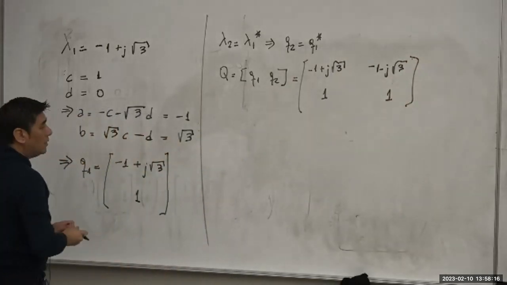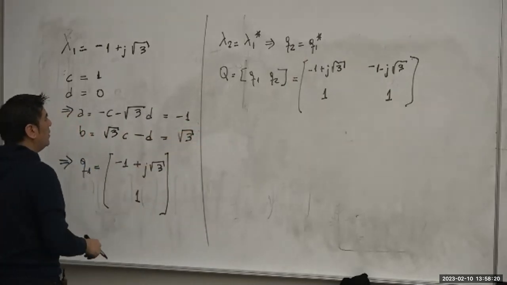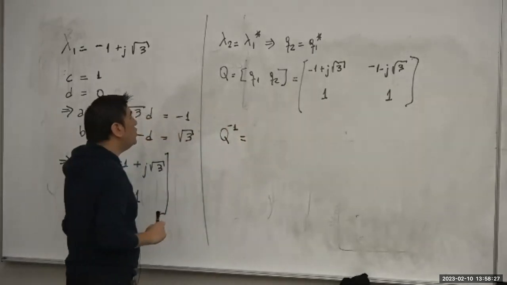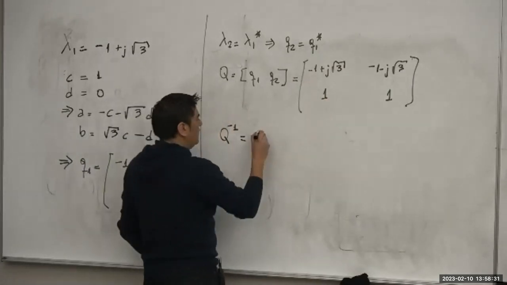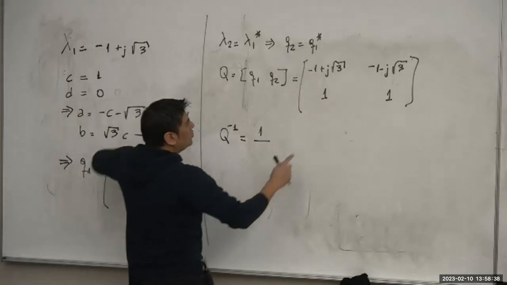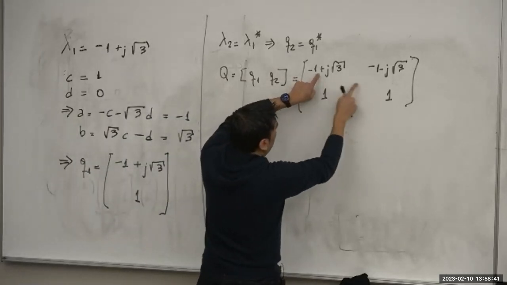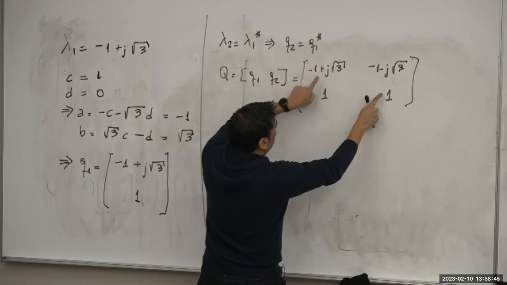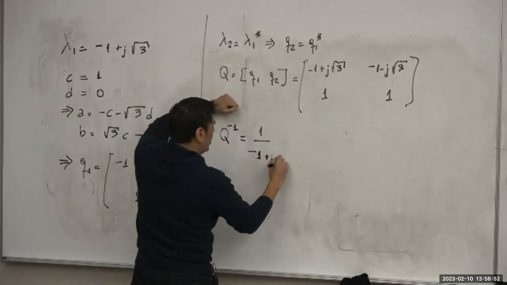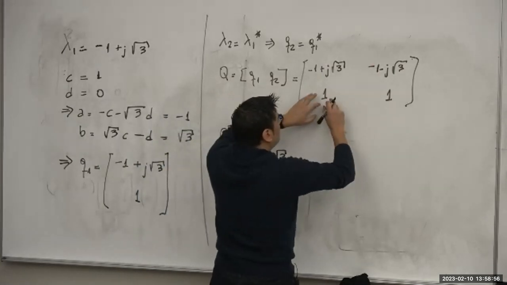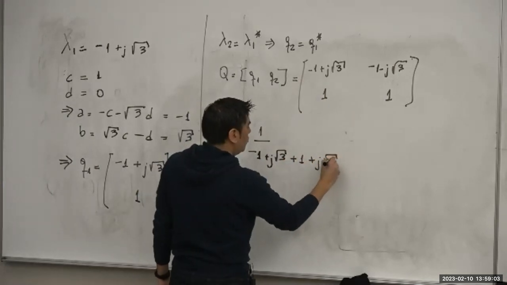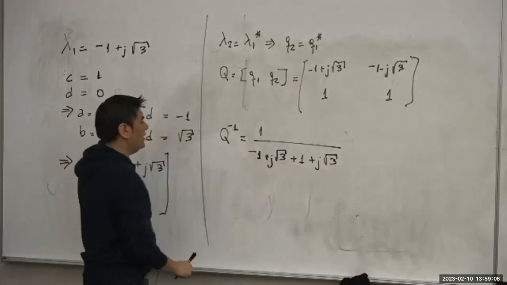What we need to use here in a few more steps we will take soon, we need to get the inverse. So the inverse of Q, what is going to be the inverse? It's going to be 1 over the determinant of the matrix Q. And the determinant is obtained by the product of these two diagonal terms minus the product of the off diagonal term. In this case, we have negative 1 plus j square root of 3 minus the product of these two. So you get plus 1 plus j square root of 3. That's 1 over the determinant.